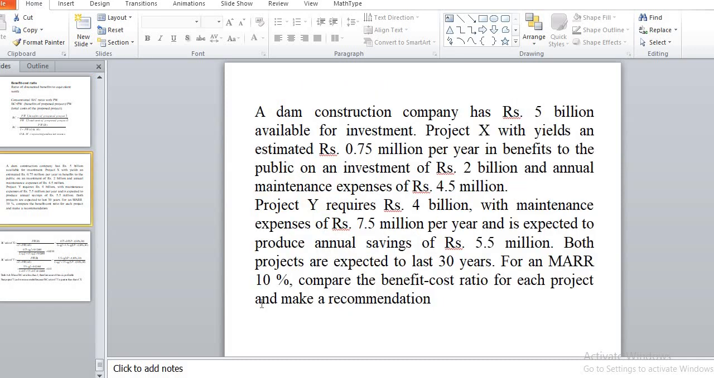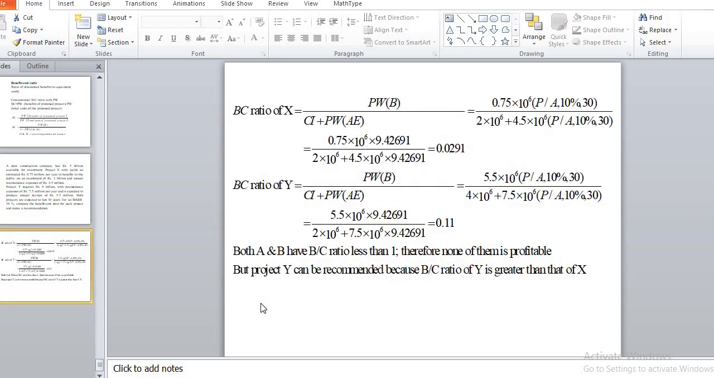So we have this particular numerical in which these two projects are compared with their investment, their operation and maintenance cost, and their revenue. And to calculate this benefit and cost by considering the interest rate, we have to consider the present worth method. So here we consider the present worth method.